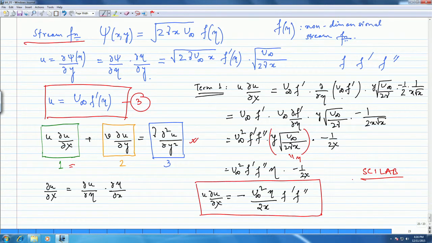Let us see what we get in the end when we also do it for terms 2 and 3, and also the continuity equation. We will do that in the next 2 modules. So, I will stop for now.